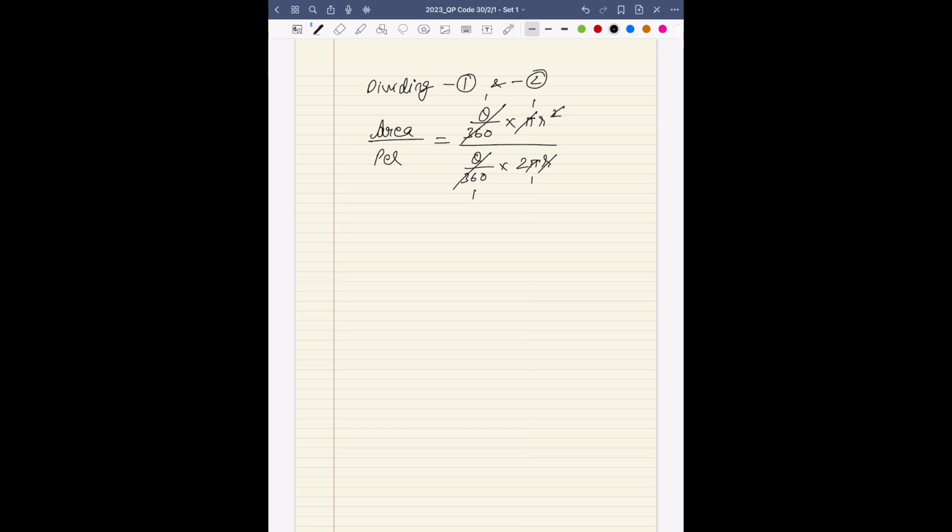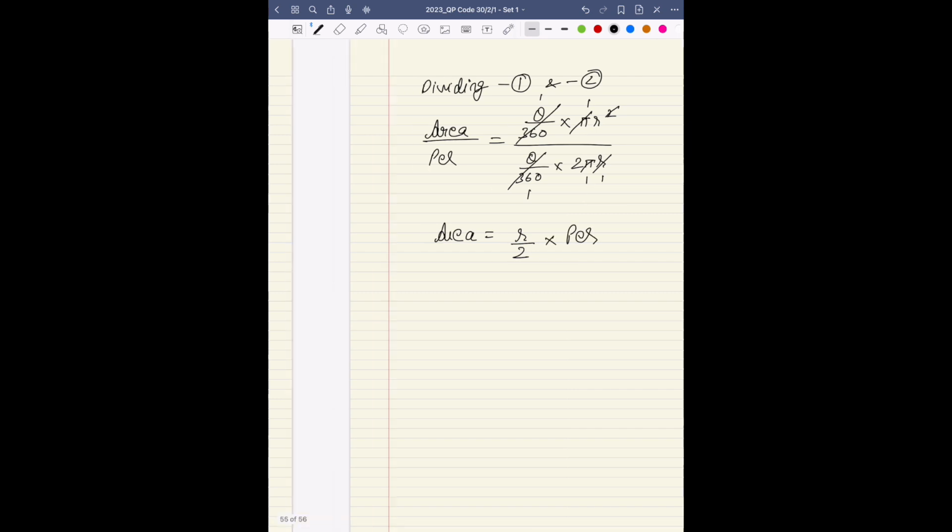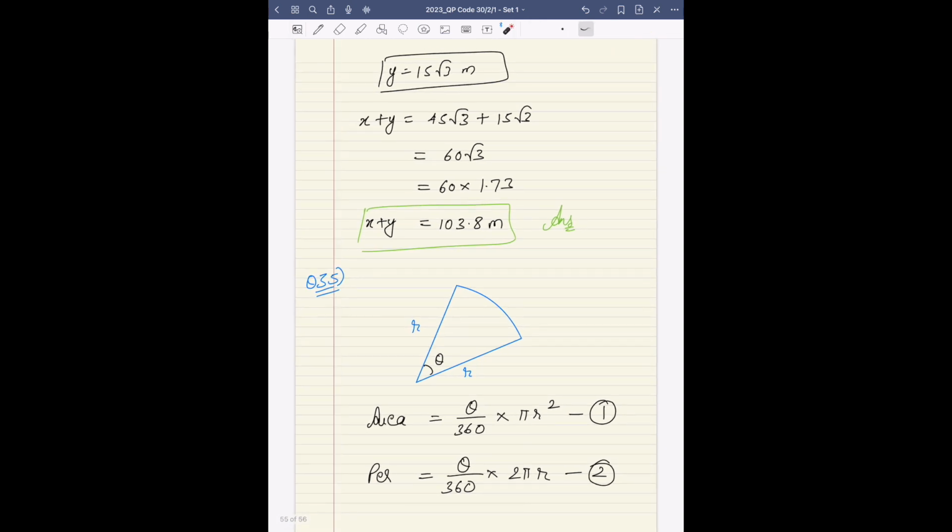Now area is equal to what? You get only one r left, which is r by 2, with 2 left over here, as pi and r are also cancelled, into perimeter, right? Easy, right? So now what people will do is write perimeter, then put 22 by 7, then 3.14, then put area, then do so much hard work and calculate.